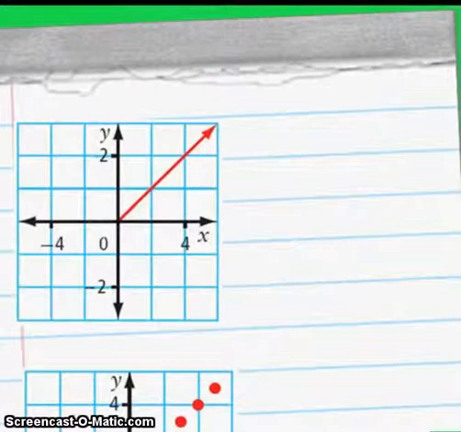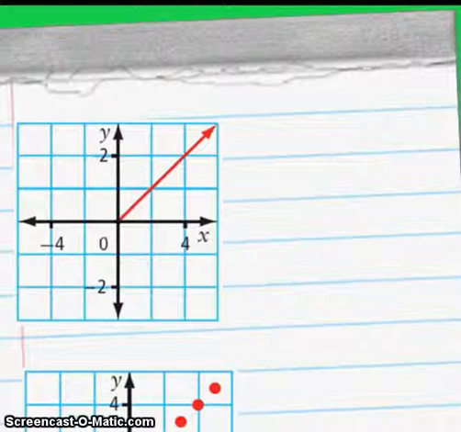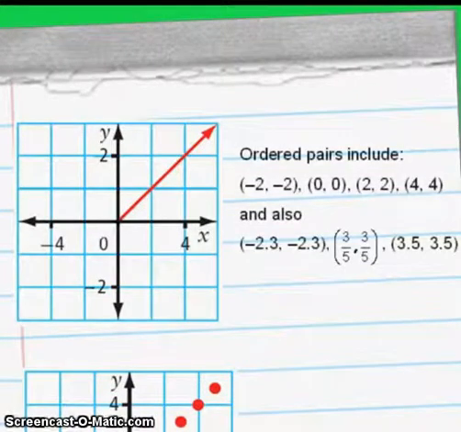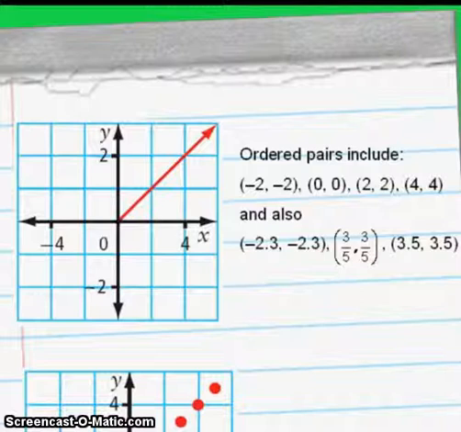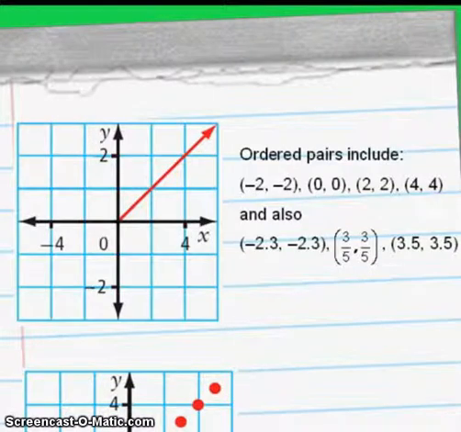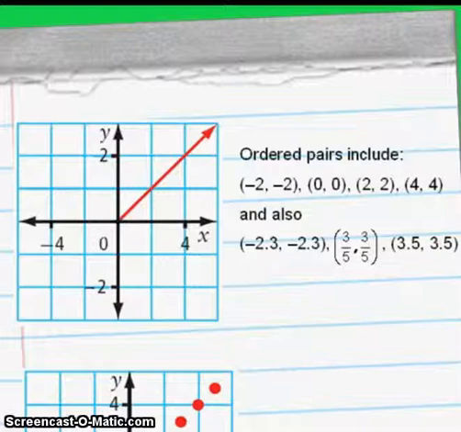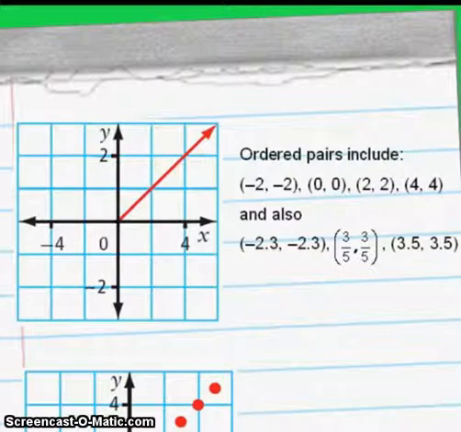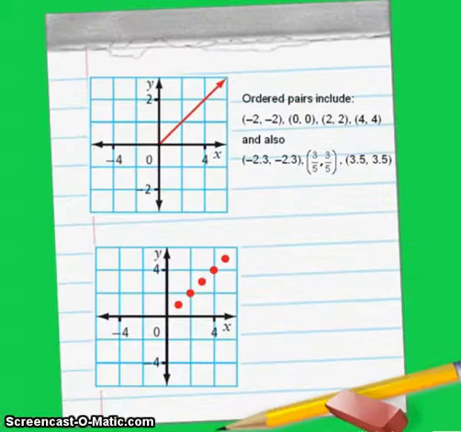Consider the relation y = x. Some of the ordered pairs that satisfy this condition are (-2, -2), (0, 0), (2, 2), and (4, 4). However, other ordered pairs such as (-2.3, -2.3), (3/5, 3/5), or (3.5, 3.5) also satisfy the relation. The graph of this relation is an unbroken or solid line. This graph represents continuous data.